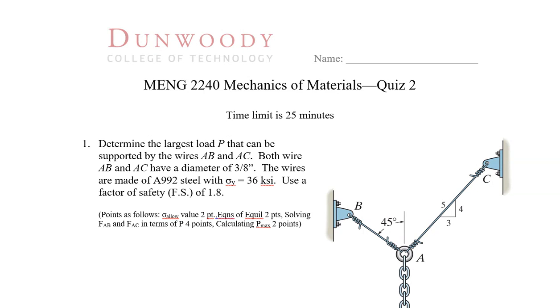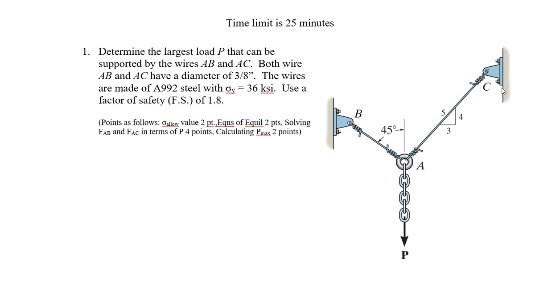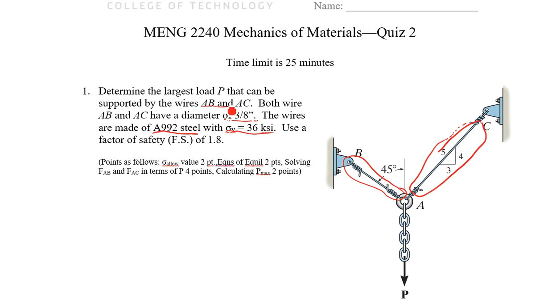Okay, we'll walk through the solution to Mechanics and Materials Quiz 2 for Spring 2019 at Dunwoody College of Technology. We're given an assembly here with two cords. We have cable or wire AC over here on the right side and AB on the left side. Both of these wires have a diameter of 3/8 of an inch, and the material is A992 steel. We're told the yield strength is 36 KSI, and we're to use a factor of safety of 1.8 on that yield strength.